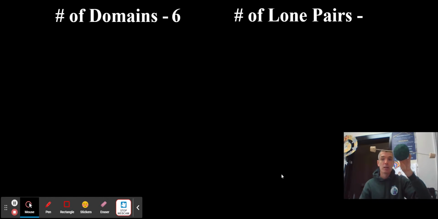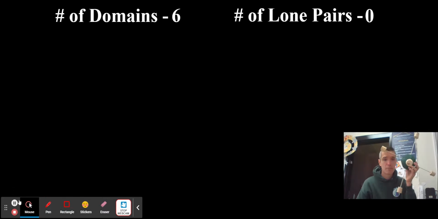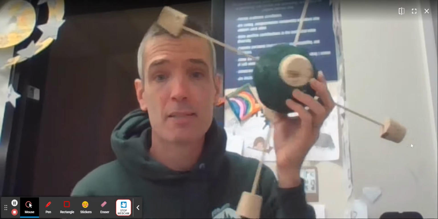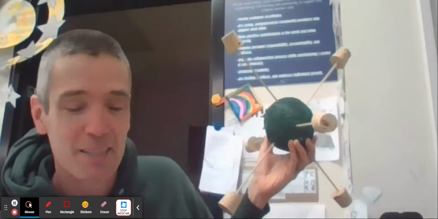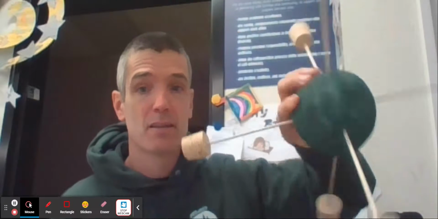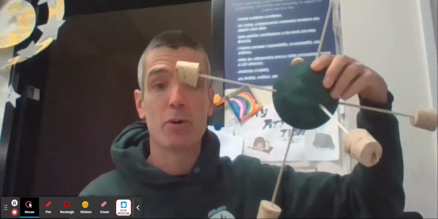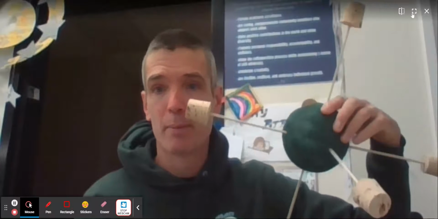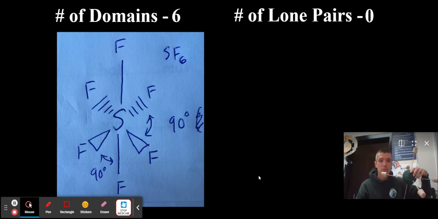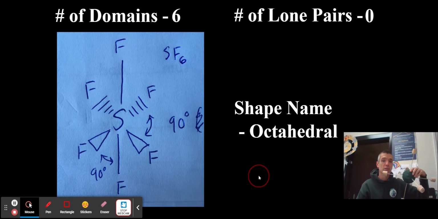Now, six domains and zero lone pairs. This is known as tetrahedral. No, octahedral, not tetrahedral. Octahedral, because I've got eight faces on this beautiful shape. Now they're all 90 degrees. Should have made them out of chocolate. All the angles are 90 degrees.